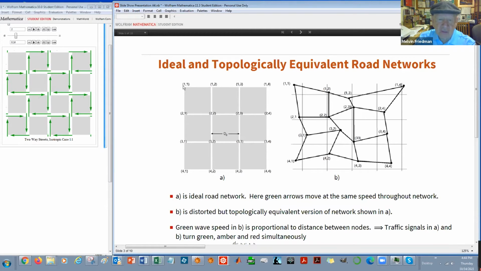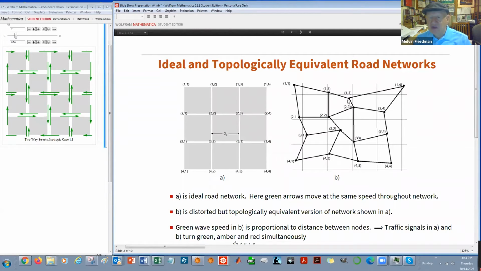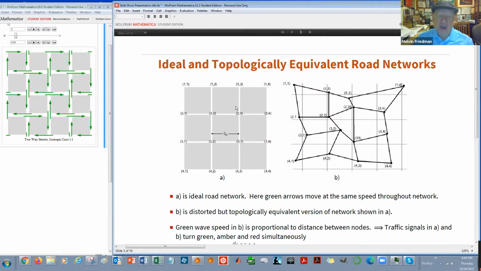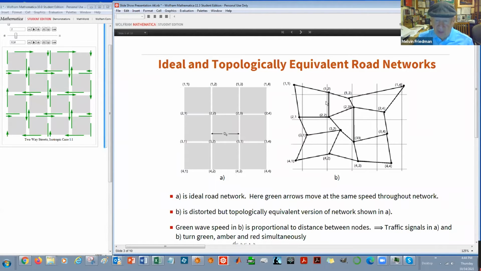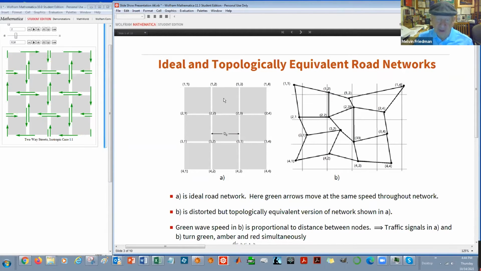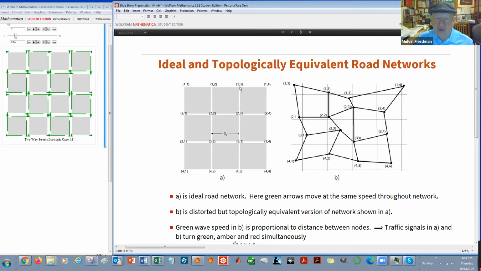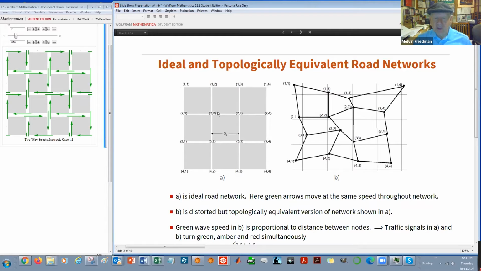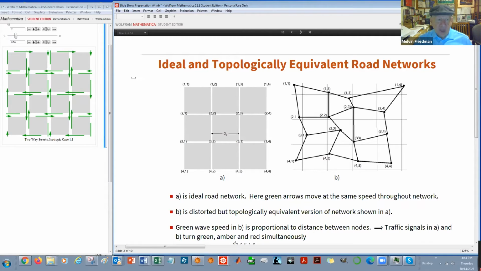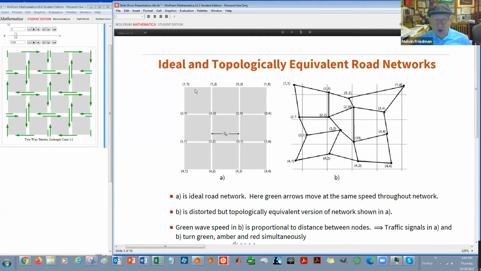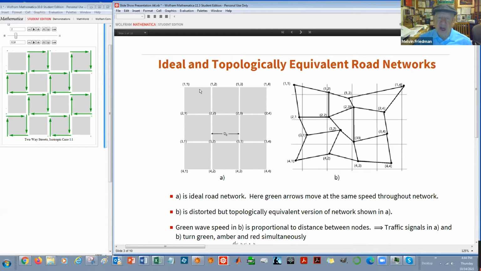So for example, here's a point, and there's a corresponding point here. Essentially, this thing on the right is just a distortion of the image I'm showing you on the left. So this is a distorted image of this scene here. Here's intersection 1, 2, and 1, 3, and 2, 2. Every node here has a corresponding node here. Now, as you see in this diagram, the green arrows are moving at a constant speed.